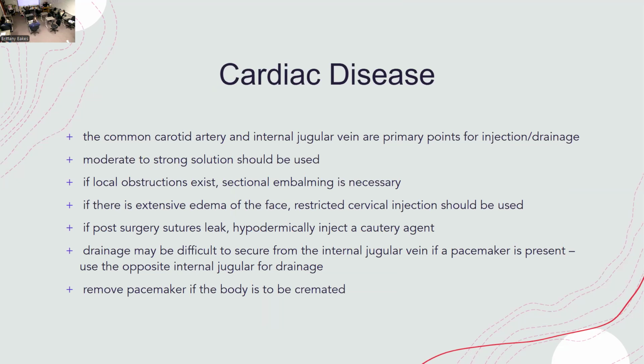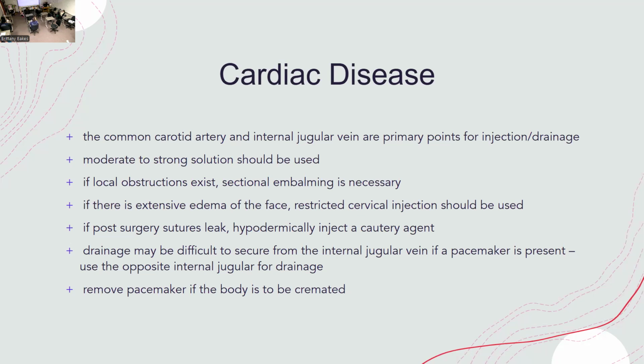And with elderly bodies, you'll see a lot of people that die of cardiac disease. It's one of the leading causes of death in America. So somebody dies from cardiac disease. There's a whole list of different kinds of cardiac issues that they had. Common carotid artery and jugular vein, primary point. Use a moderate to a strong solution.